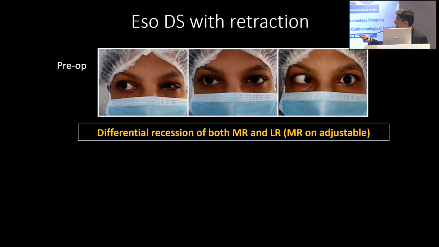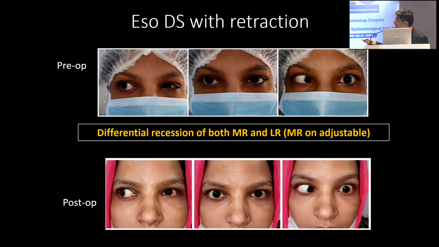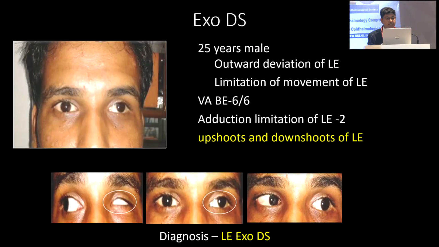You have an ESO-Duane's with retraction. You can see there is severe retraction. Now here comes the complication. You need to tackle the LR also. So you will recess both the medial rectus and the lateral rectus. This medial rectus we put on an adjustable so that we could get a little better esotropia correction. But again, you need to titrate that with the adduction limitation.